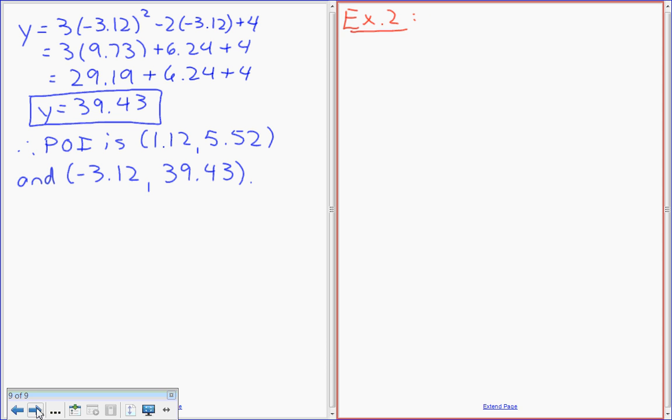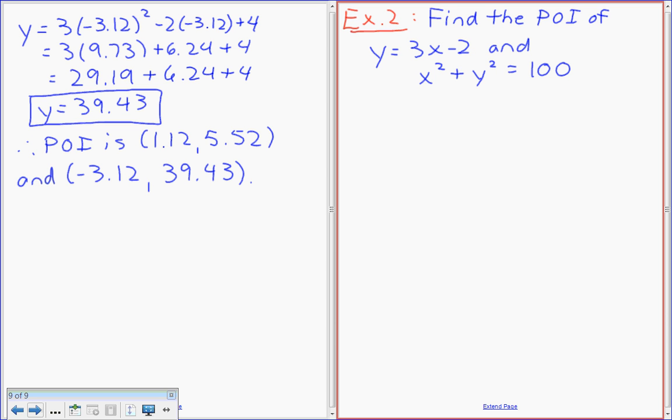Okay, so example 2 says, find the point of intersection, it's POI. We'll say y equals 3x minus 2, and x squared plus, oh, excuse me, x squared plus y squared equals 100. Okay, so we're going to do the substitution thing first. I will show you how to substitute it, then I want you guys to take it from there. Okay, so you have one equation already isolated. What I'm going to do is I'm going to take the y from here and plug it into here.